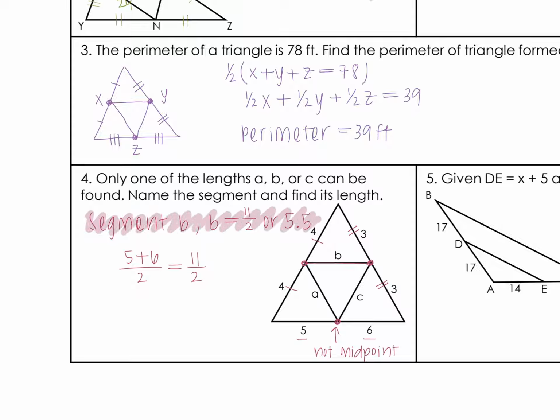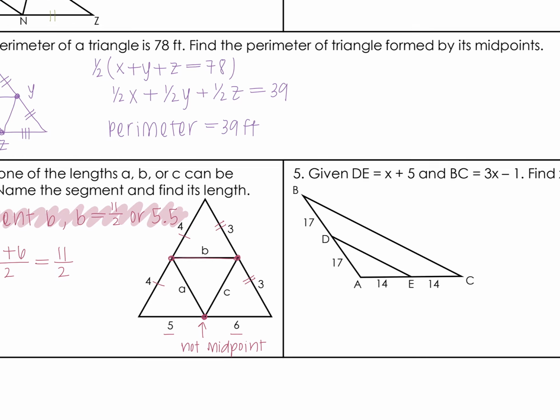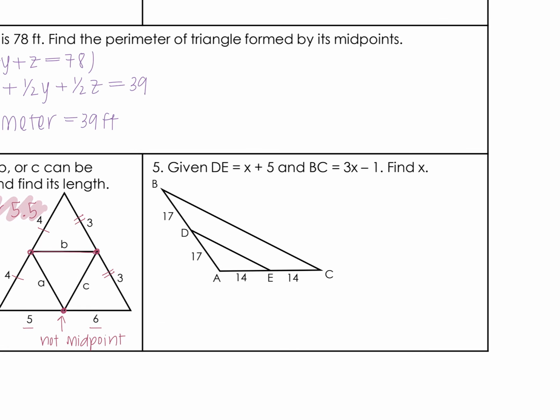Okay, moving into our last and final problem, number 5. We got given that DE is x plus 5, so I'm going to label my picture. And BC is 3x minus 1. I want to find x. Well, before I do that, I need to take note that on either side of these points, D and E, it is congruent. So we do have a mid-segment.